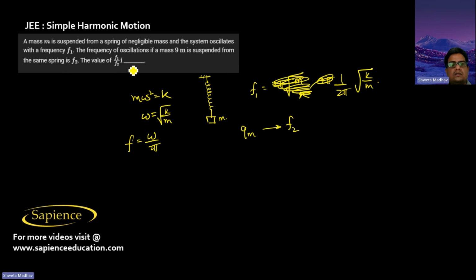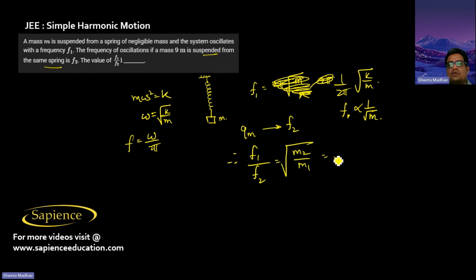So actually it is suspended from the same spring, so the spring constant will not change. So therefore, if the frequency is inversely proportional to root m, I can say f1 by f2 is equal to root over m2 by m1, which is equal to root over 9m by m. So that is root over 9, that is 3 by 1. So the value of f1 by f2 is 3. So 3 is the answer.